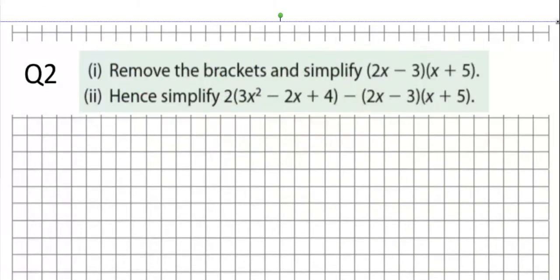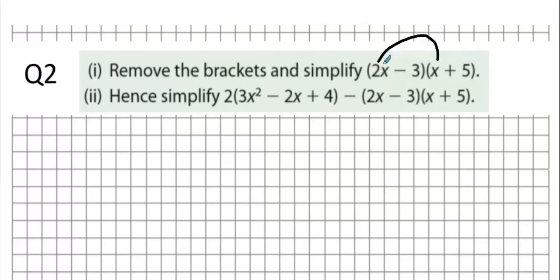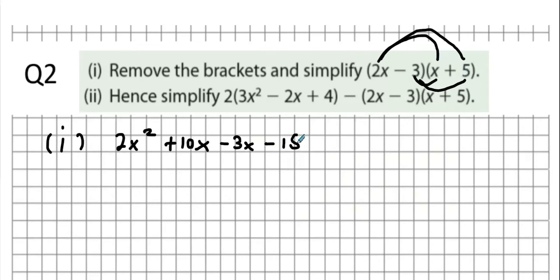Okay. Question 2. Remove the brackets and simplify. 2x times x, 2x times 5, minus 3 times x, minus 3 times 5. 2x times x is 2x squared. 2x times 5 is 10x. Minus 3 times x is minus 3x. And minus 3 times plus 5 is minus 15.